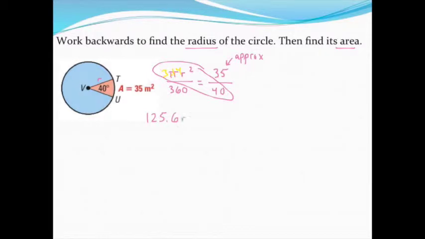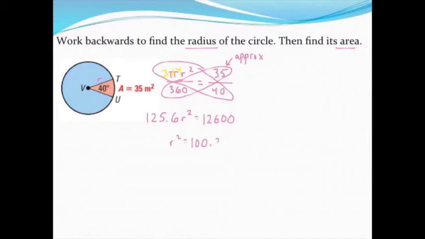125.6 times the radius squared. And then cross multiplying the other way, 35 times 360 is 12,600. The square root needs to be the last step I do. So first thing I'll do is divide both sides by 125.6. And that gets me r squared is equal to 100.32.